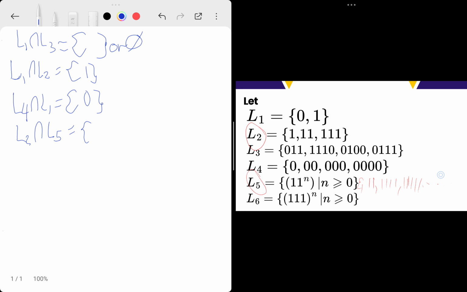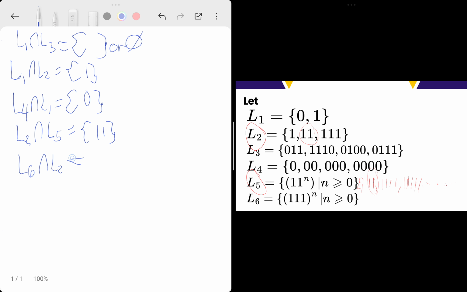Mo na iyahang elements. So finding the common elements between these two. So we have 1, 1. Okay, so we'll write here 1, 1. Okay. Now for L sub 6 and L sub 2.